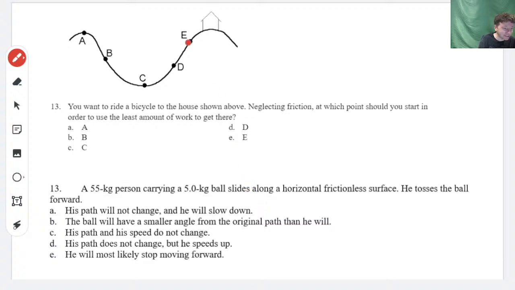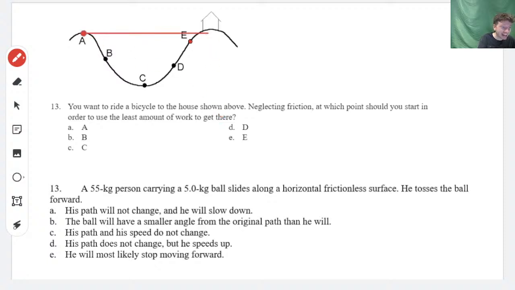There's something else that we would have to neglect. If we started at E, without friction, we are not pedaling up the hill. So let's just assume we can still pedal up the hill even though we're neglecting friction. I think the point of neglecting friction is that as we go down the hill and up the hill, we're not losing any energy due to heat. To do the least amount of work, you might think you would start at E, because that's very close. But A is right here.